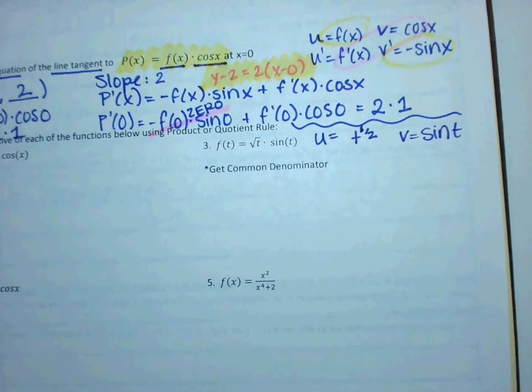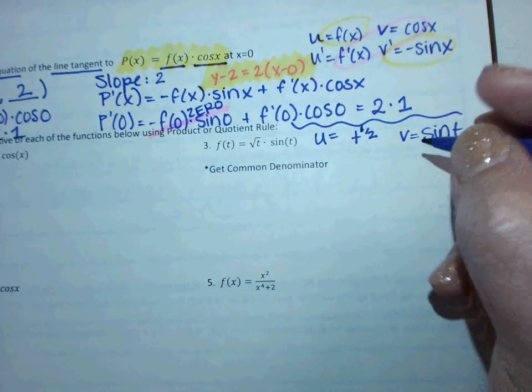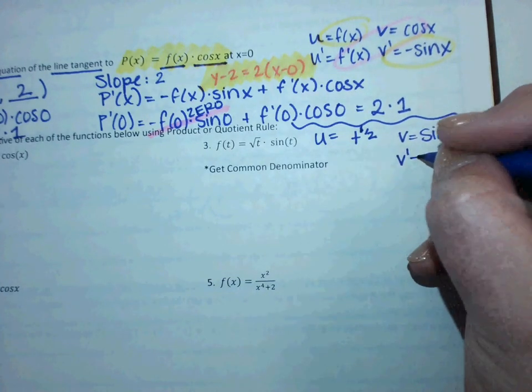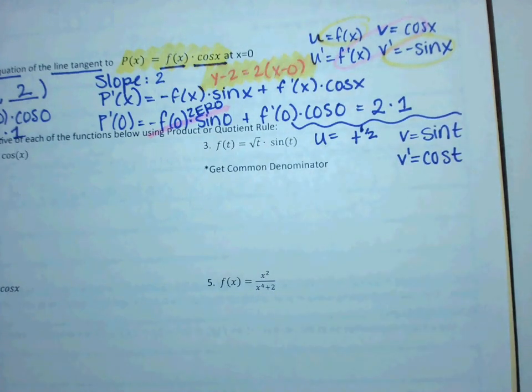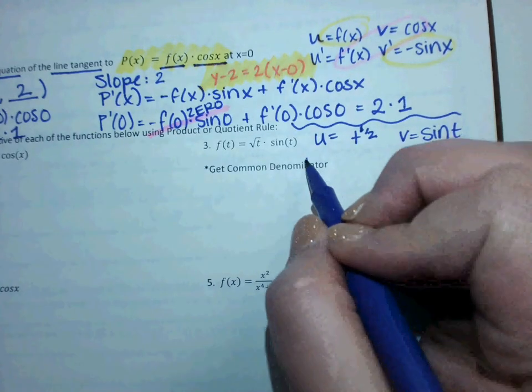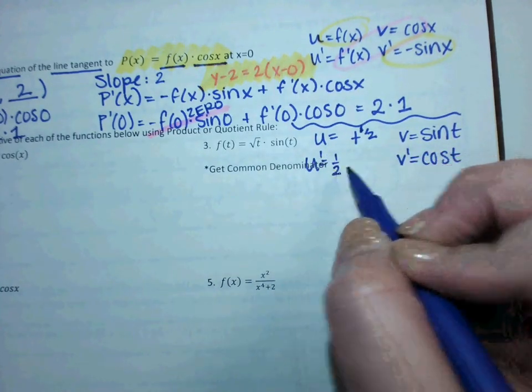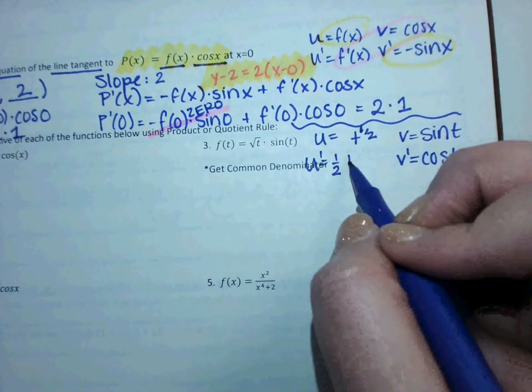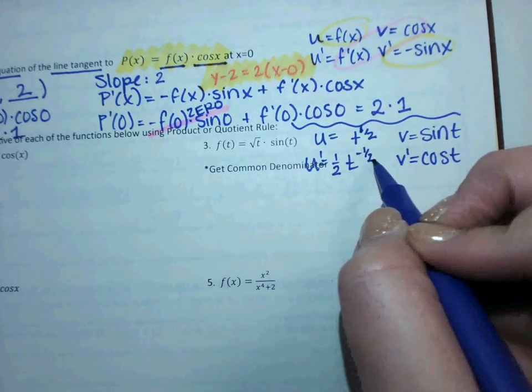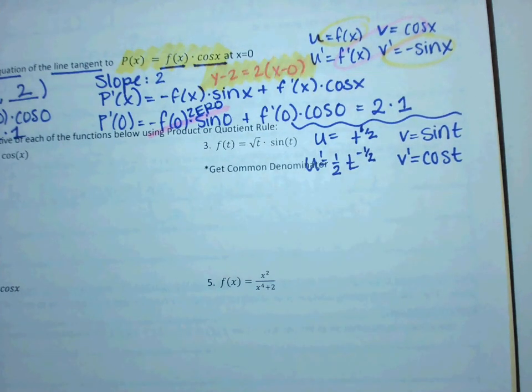So I take my equation, I split it up into my 2 pieces of my product. Okay, let's do v prime first. If v is sine, what's v prime? Okay, now, for my power, if it's a fraction, it works the same. I'm going to bring the 1/2 down, but then I have to take away 1 from 1/2. What do I get? Negative 1/2. Very good.